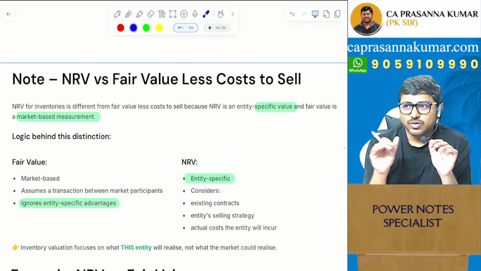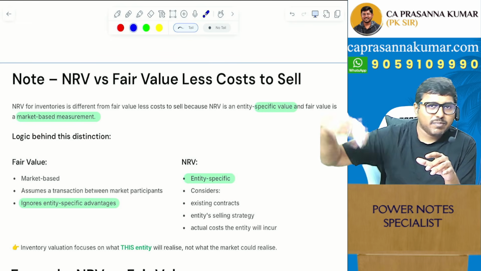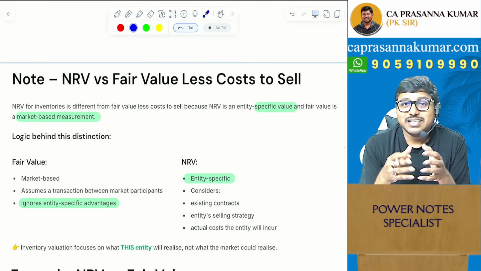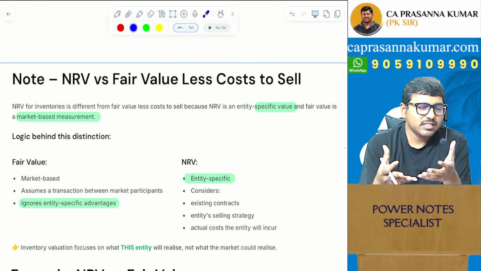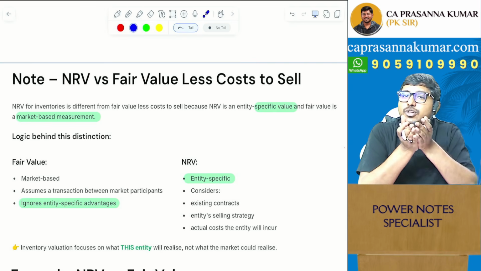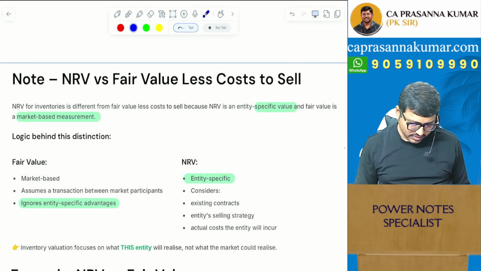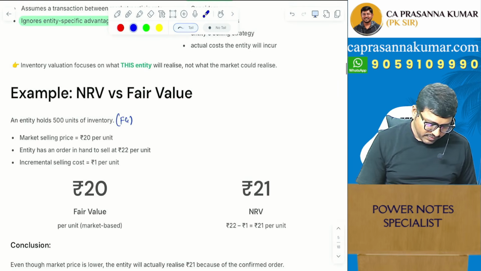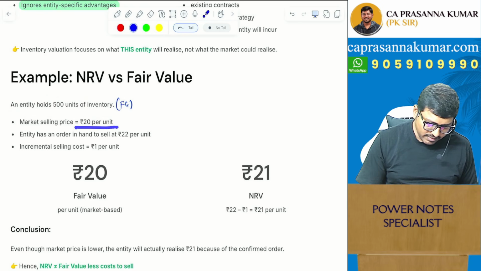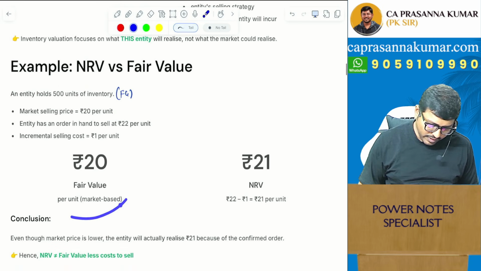That is fair value. So it's not entity specific. It's general fair value, general price at which you can sell in the market. But NRV means it is entity specific. Entity specific means it is customized for your company. It is a customized order for your company, which can be greater than market price as well sometimes. For example, see here. An entity holds 500 units of inventory. Okay. Market selling price is 20 per unit, which means that is the fair value, right? So fair value is 20.